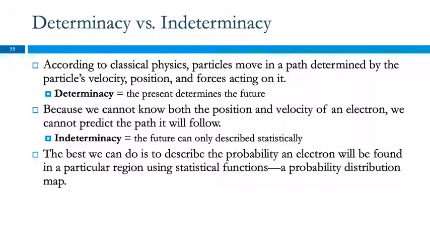But because we cannot know both the position and the velocity of an electron, we cannot predict the path it will follow. So this is called indeterminacy. The future can only be predicted statistically. So the best we can do is describe the probability that the electron will be found in a particular region. And we do this using statistical functions. We make a probability distribution map.